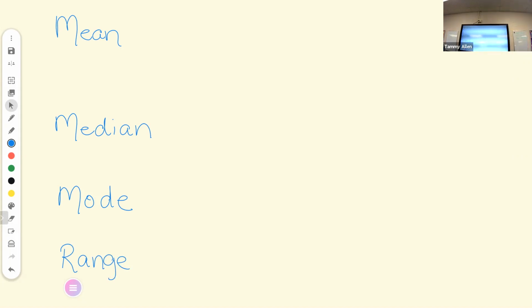Mean, median, mode, range. Just write the top one to start with. You don't write them all, so that you have plenty of space when we do our stations. Mean would be the average. That's another word that is used for it.